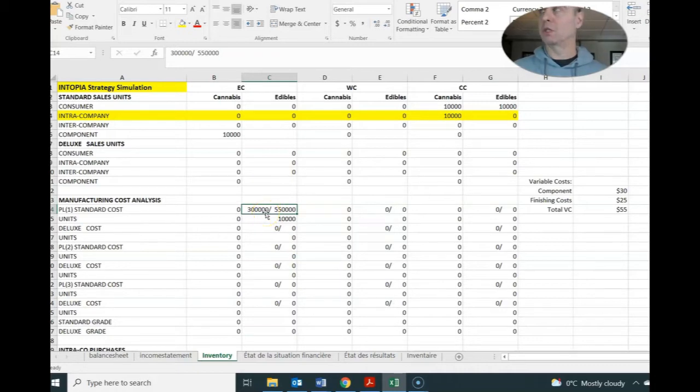There is a way to set a higher transfer price. You probably noticed that on the production form you could set a component transfer price. So if we wanted to have that reflected as $40 a unit, we could do that on the production tab. And then what would happen is we just show a small profit on the sale of cannabis in the area, but our variable costs of edibles would go up in that case.